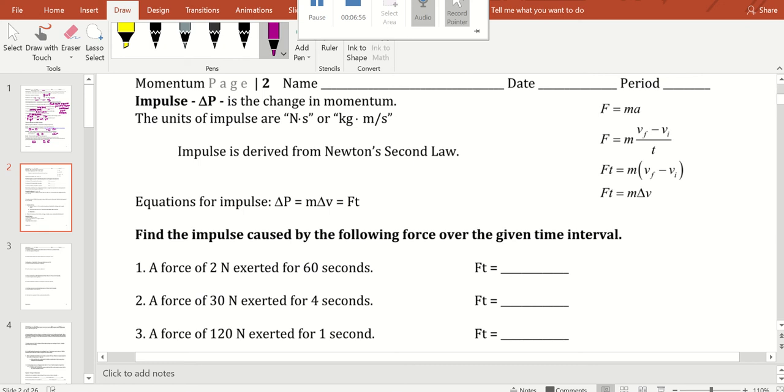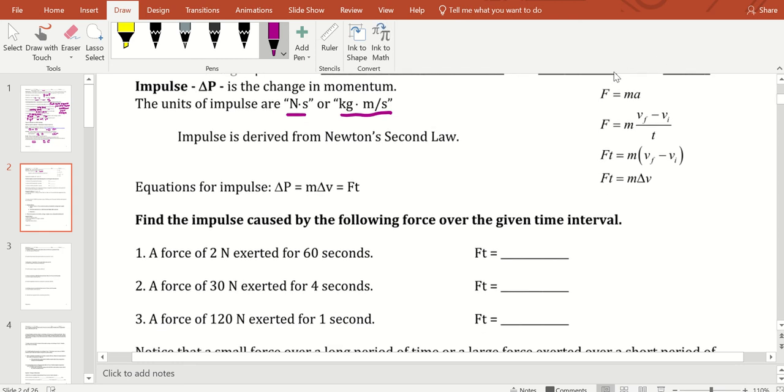We should also introduce the change in momentum. The change in momentum is given a special name called impulse. Impulse has units of kilogram meters per second, the same as momentum. However, we typically write them as Newton seconds. Newton seconds are equal to kilogram meters per second. It's just a different way of expressing the same unit.